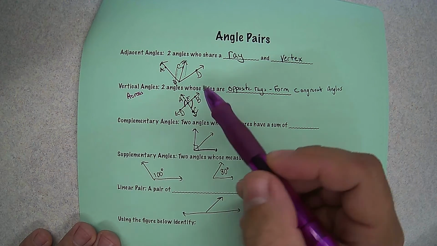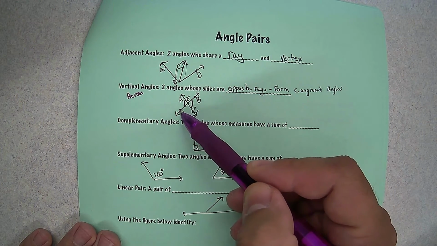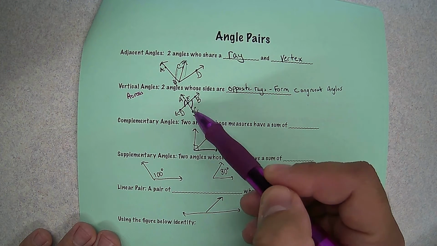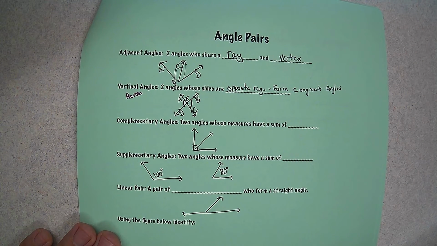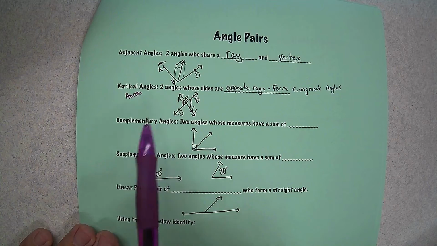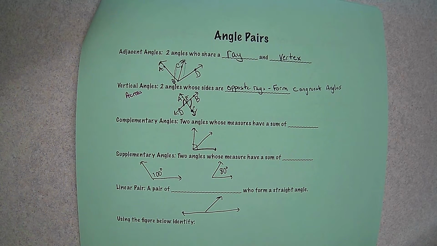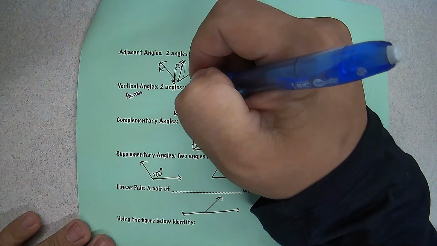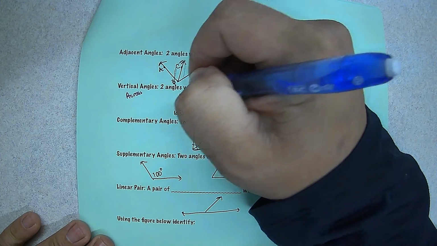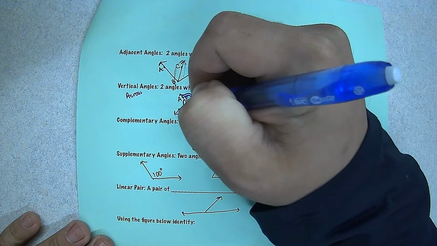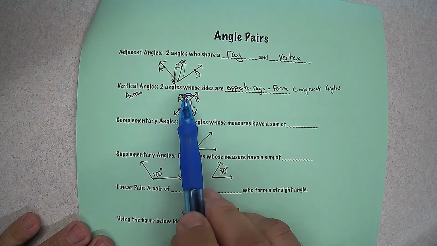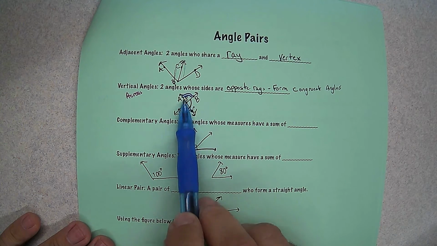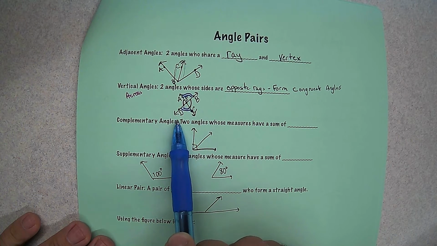This angle, AED and BEC, are vertical angles. They're across from each other. We also have another set of vertical angles in here, and that would be these two. I'll use two lines to identify these two. So these two are vertical angles as well.